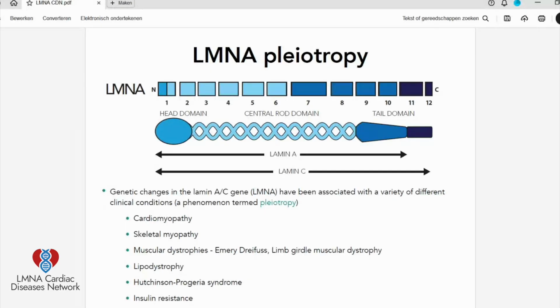Some families have a history of diabetes, and also the very rare Hutchinson progeria, which relates to one very specific change within the gene. So this single gene, based on its very central role in the cell around the nucleus, can cause multiple different phenotypes that have all been associated with it. Next slide, please.